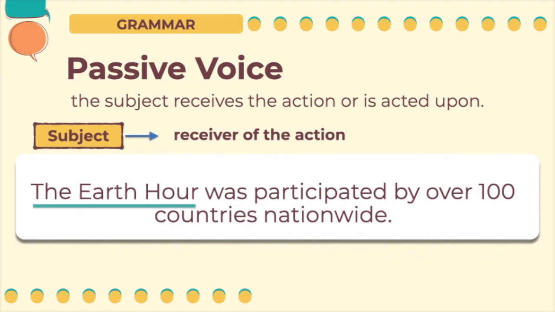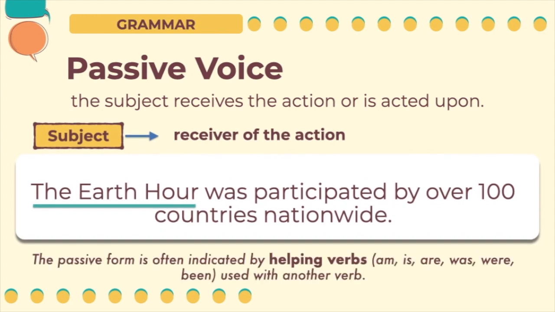Take note that a passive form is often indicated by helping verbs is, are, was, were, been, used with another verb. Is is for the personal pronoun I, is and was for singular subjects, and are and were for plural subjects. Been is the past participle of these verbs. In this sentence, the helping verb was is followed by the verb participle participated.